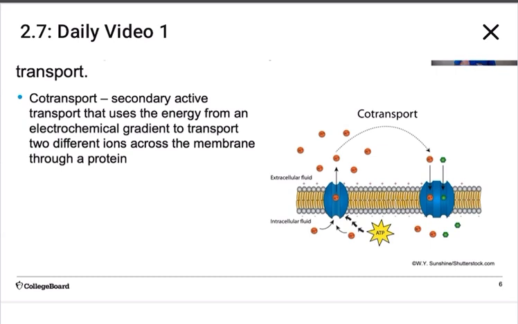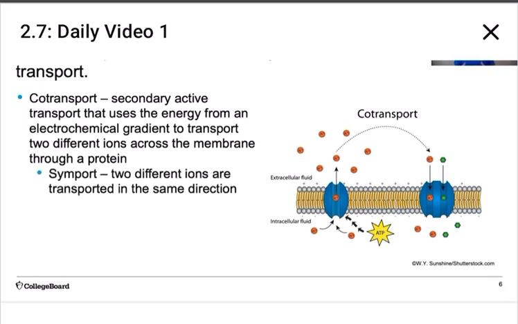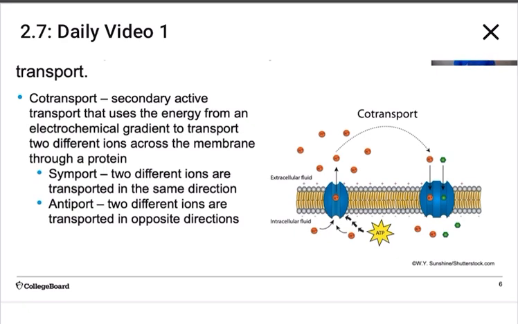Co-transport is a secondary active transport that uses energy from an electrochemical gradient to transport two different ions across the membrane through a protein. There are two types of co-transport. The first is symport, where two different ions are transported in the same direction, as shown in the illustration. The other type is antiport, where two different ions are transported in opposite directions.